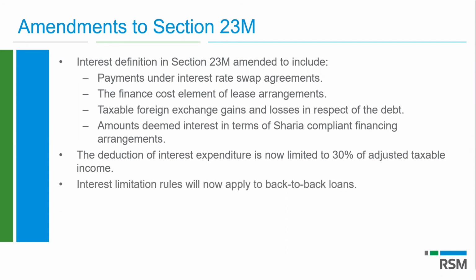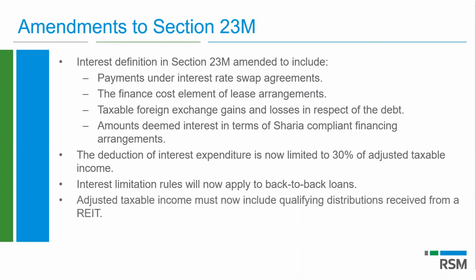The interest limitation rules will now also apply to back-to-back loans. So these are loans where your creditor has lent money to a debtor. They are not in a controlling relationship, but the creditor originally sourced the funding from someone who was in a controlling relationship with the ultimate debtor. So that's what is meant by a back-to-back loan. The adjusted taxable income calculation must now include qualifying distributions received from a REIT.